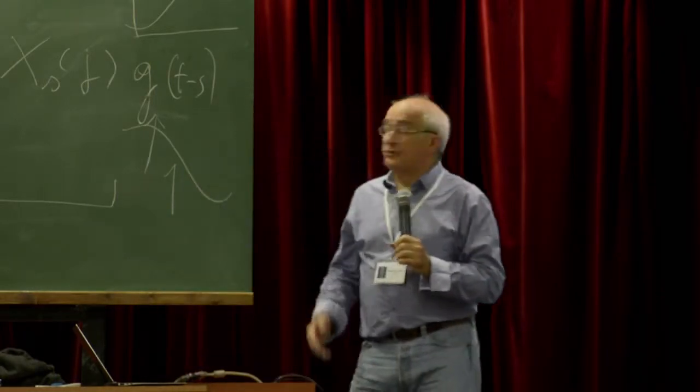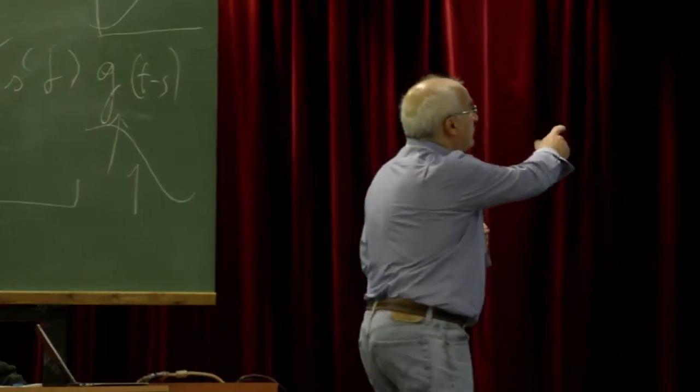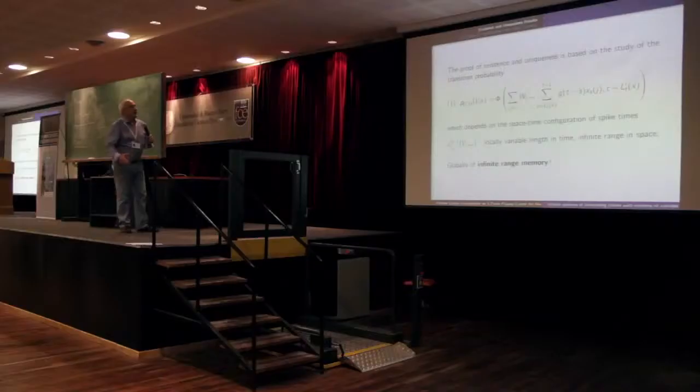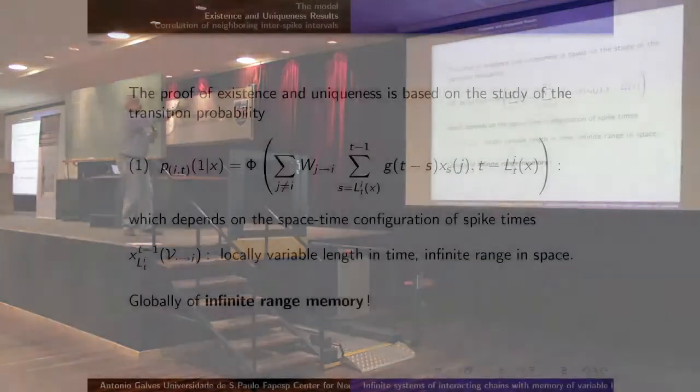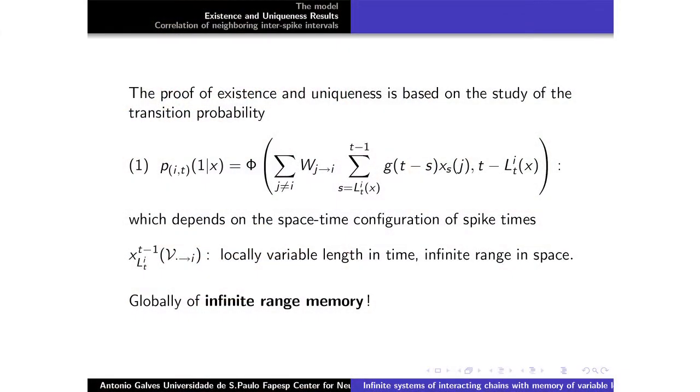So let me use some notation. I call P one given X. So X is the history back to the past. I want to put T since there is a T appearing there. So that's just a notation.